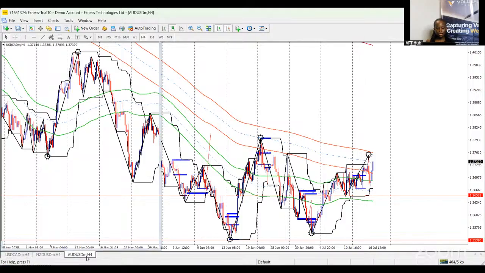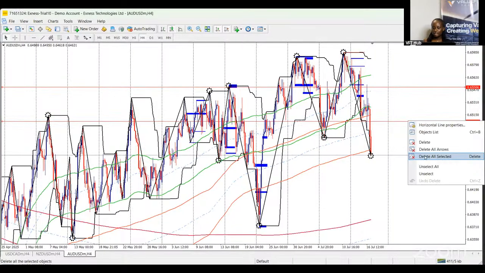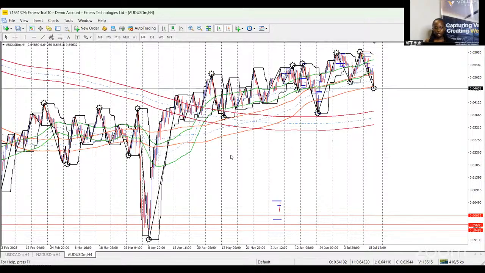But let's start from AUD and delete what has happened so far, focusing on what is going to happen, because that's where we're going to see money to make, right? So delete all selected. This is now from the H4 time frame. Predominant move of AUD.